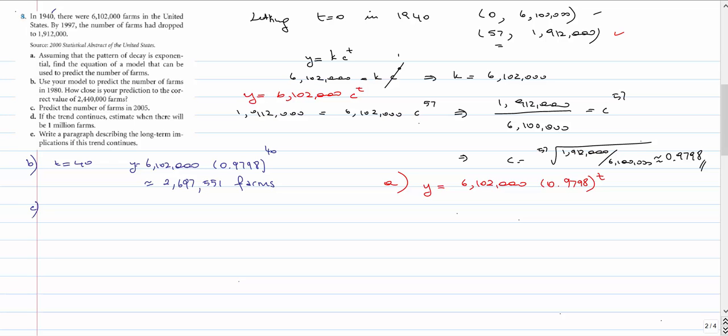Predict the number of farms in 2005. In 2005, t is 65. So y is equal to 6,100,000 times 0.9798 to the power 65, and this is approximately 1,619,591 farms.